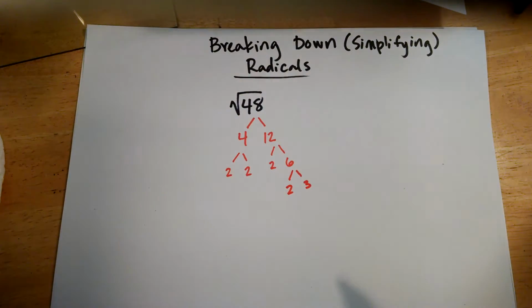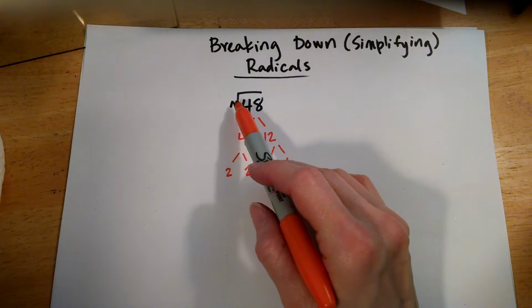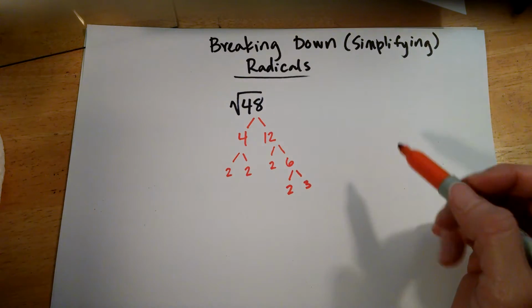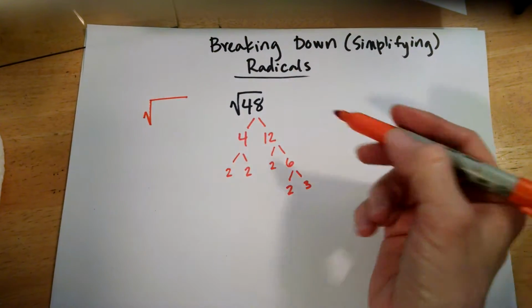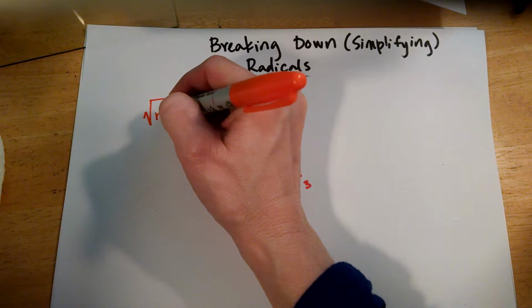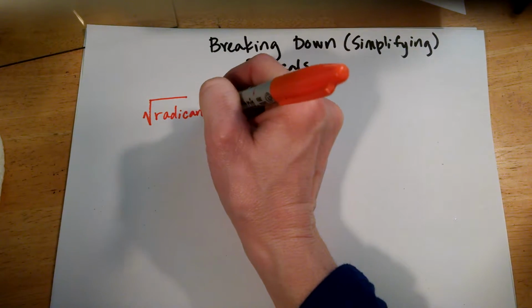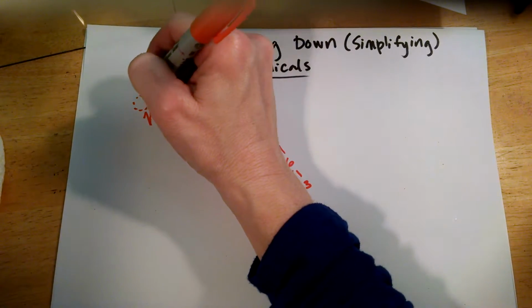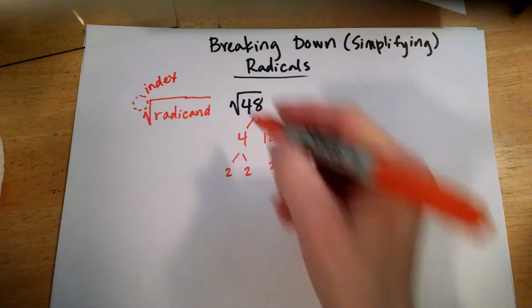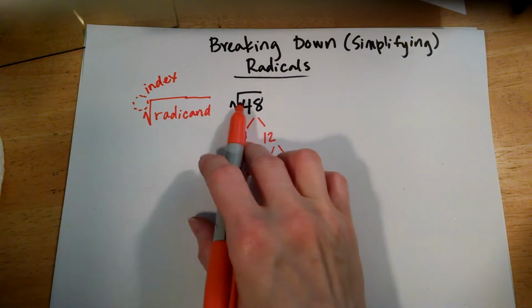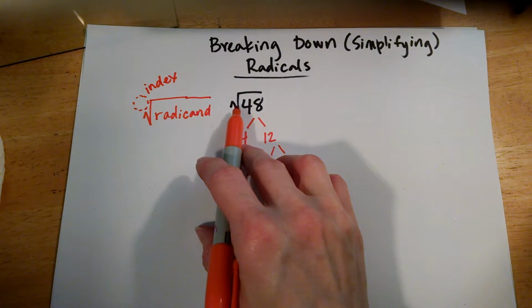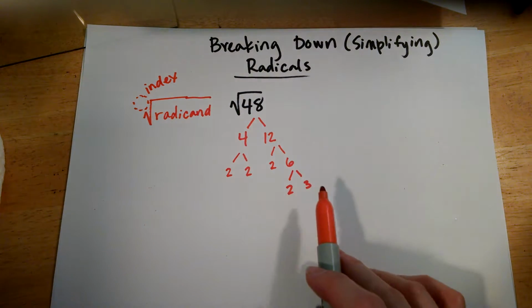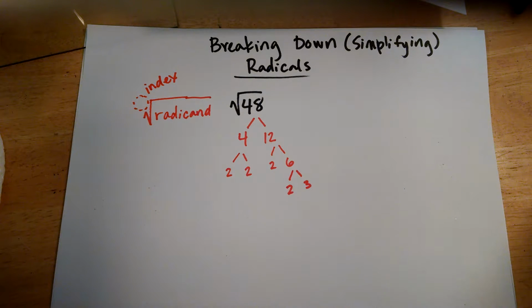Okay, so with a radical, it's understood that we're taking a square root if we don't see a number right here in the index area. So let's break down what these parts are. This is the radical sign. Inside we have the radicand. He hangs out inside the radical. And over here, if there's a number right here, that's called the index. If we don't see a number there, it's understood to be 2. So looking for 2 of a kind. Once we break this number down into prime factors, we're looking for 2 of a kind.